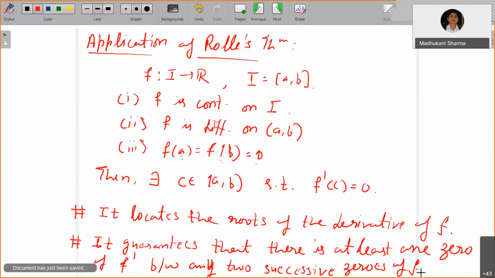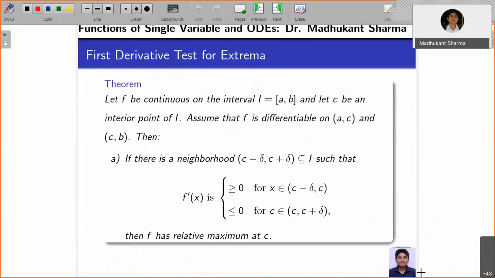Now, another important result, again an application of the mean value theorem. You can use the first derivative test for finding the maxima or minima of a certain function. This purely follows by using the definition of the derivative, so I may skip the proof here.